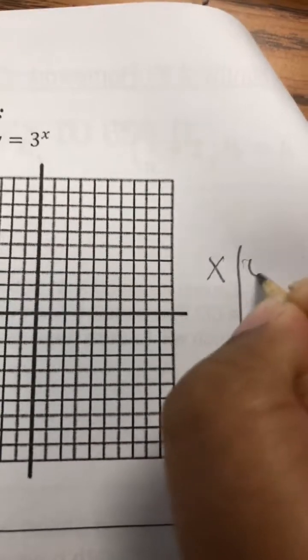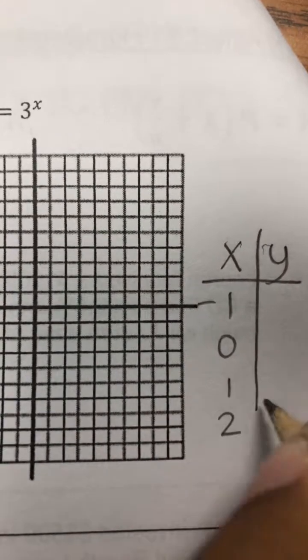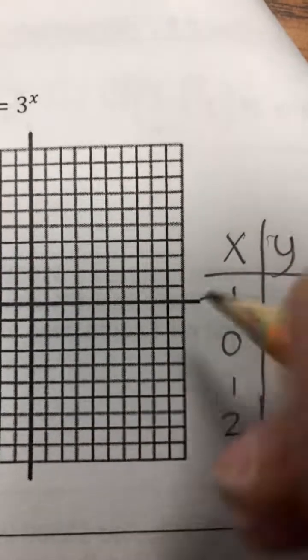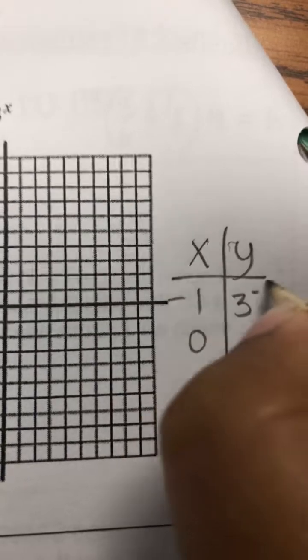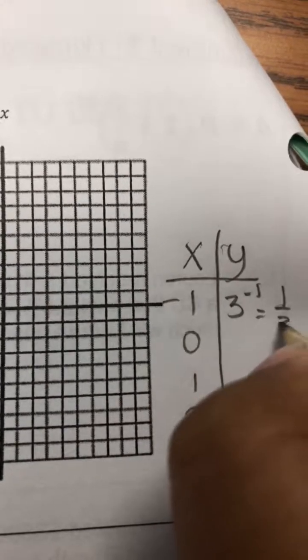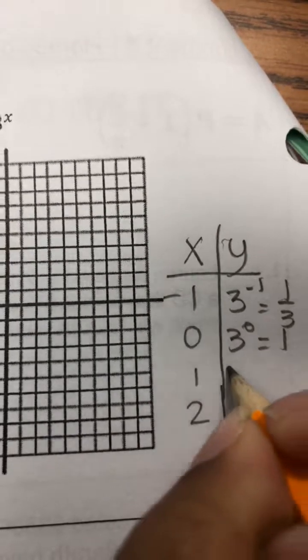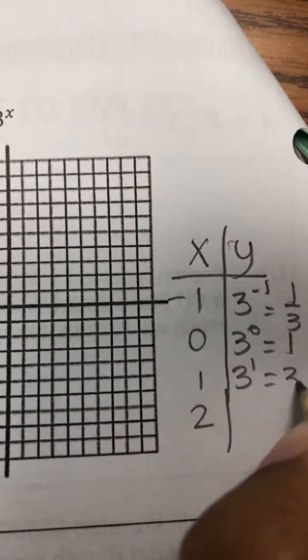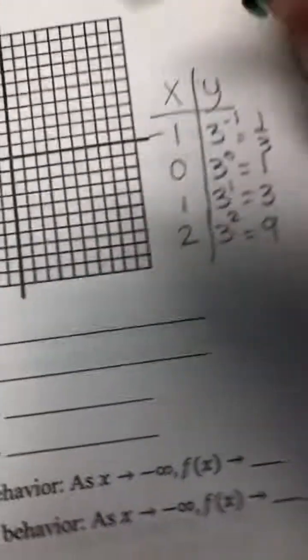So make a table using the same values. There's no rhyme or reason for these values. They're just the easiest to use. And then we do 3 to the negative 1, which is 1/3. 3 to the 0, which is 1. 3 to the 1, which is 3. And 3 squared, which is 9.